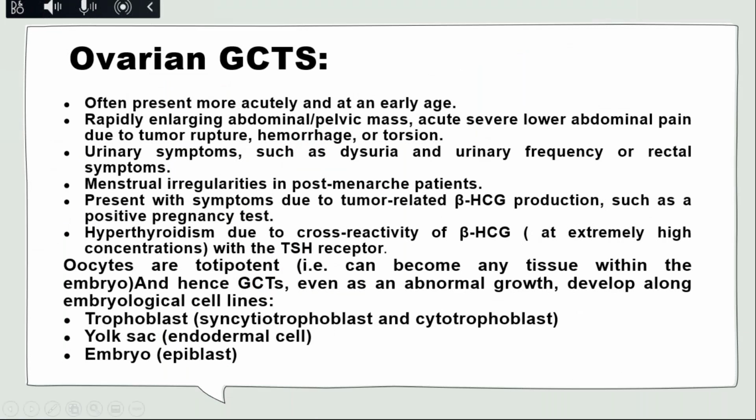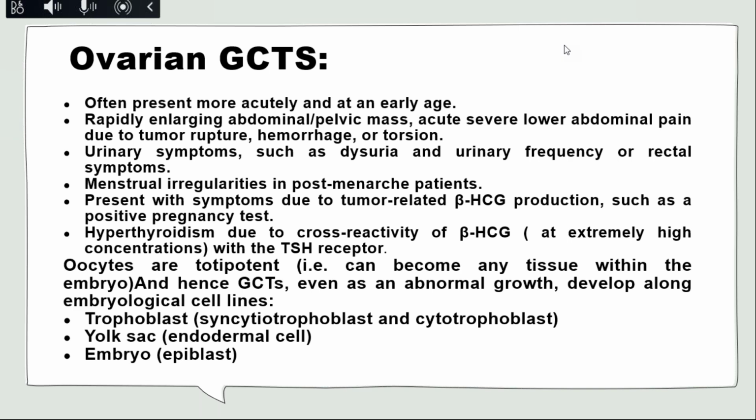Starting with the ovarian germ cell tumors, they often present more acutely and at an early age. There is a rapidly enlarging pelvic mass, which may present acutely with severe lower abdominal pain, and there may be tumor rupture, hemorrhage, or torsion. Dysuria, urinary frequency, and menstrual irregularities are common, and they may present with symptoms of tumor-related HCG production, such as a positive pregnancy test. Hyperthyroidism is also a common presentation with germ cell tumors.